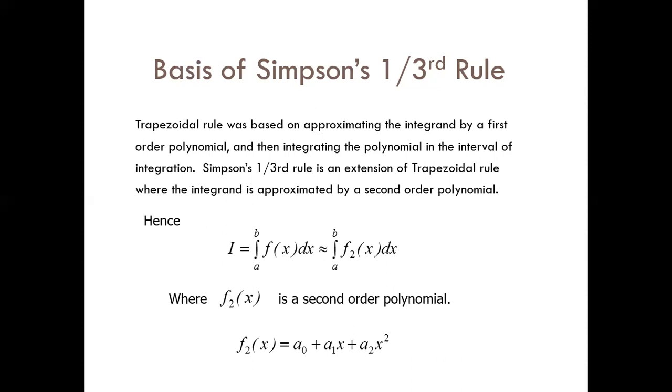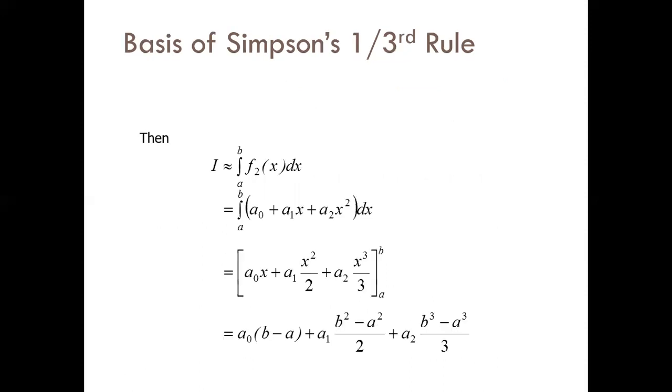Then integration by using Simpson's 1/3 rule: the integration of a to b f of x dx is nearly equal to the integration of a to b f2 of x dx, where f2 of x is the second order polynomial, that is a0 plus a1x plus a2x square. This is your second order polynomial equation. So how to find the integration of that? Integration I is equal to the integration of a to b of f2 of x dx, where f2 of x is a0 plus a1x plus a2x square, into dx.